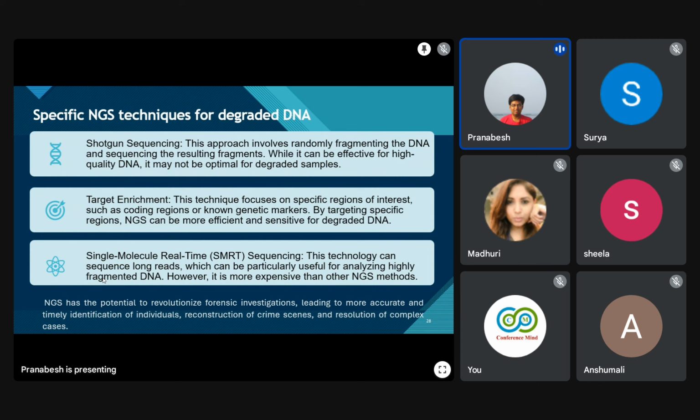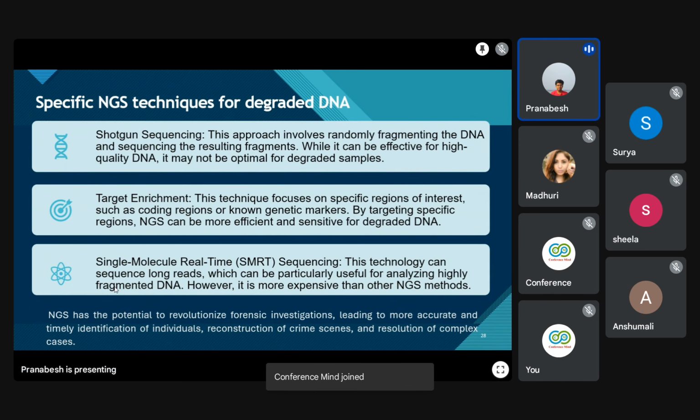Next is target enrichment. In target enrichment, this technique focuses on specific regions of interest, such as coding regions and known genetic markers. We are using some STR markers to identify individuals. Through NGS, we are only targeting this specific region, so it will be helpful for DNA profiling from degraded DNA samples.